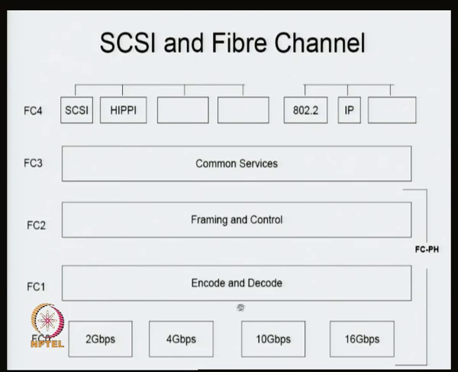Because you are transmitting at very high speeds, to reduce possibilities of errors, they do a lot of encoding and decoding. There is something called 8B/10B, which means 8 bits of data are encoded into 10 bits, or you can also do 64B/66B. So there is a lot of encoding that happens to reduce the chances of error, because you are transmitting at very high speeds. And we will look at this framing and control, the control flow aspect of it, soon.